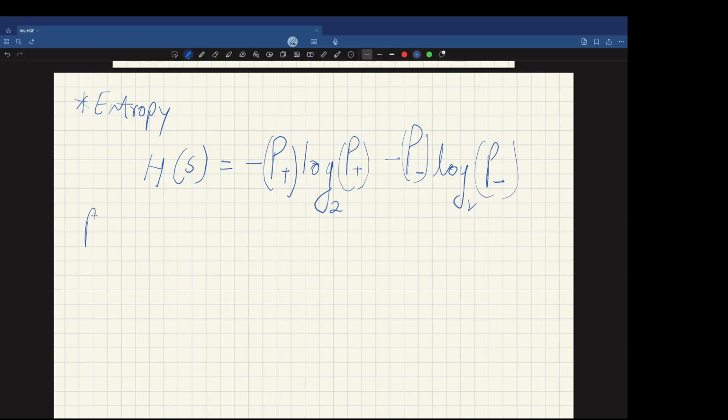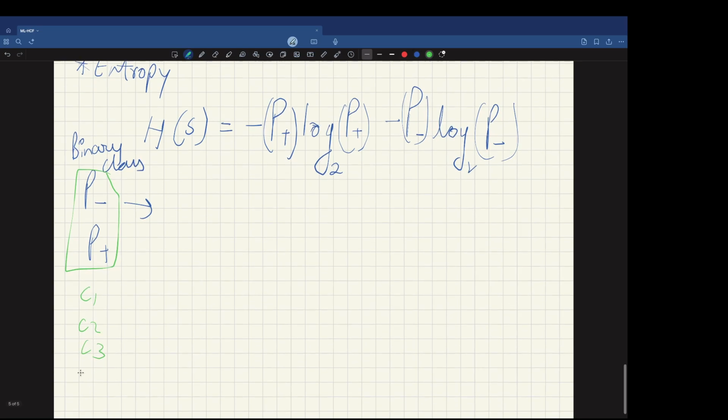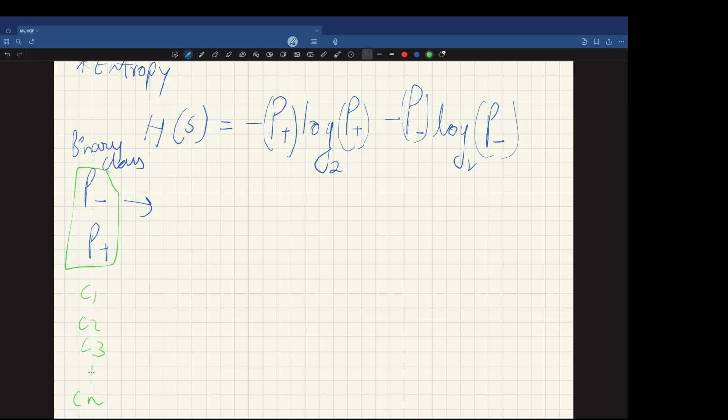What is P negative and P positive? P negative, this is a binary class thing. When your data set is binary, yes, no, maybe, might, the target column, at that time you can use binary. Else, there is one more way, like C1, C2, C3 up to Cn, if you have more than 2, right?